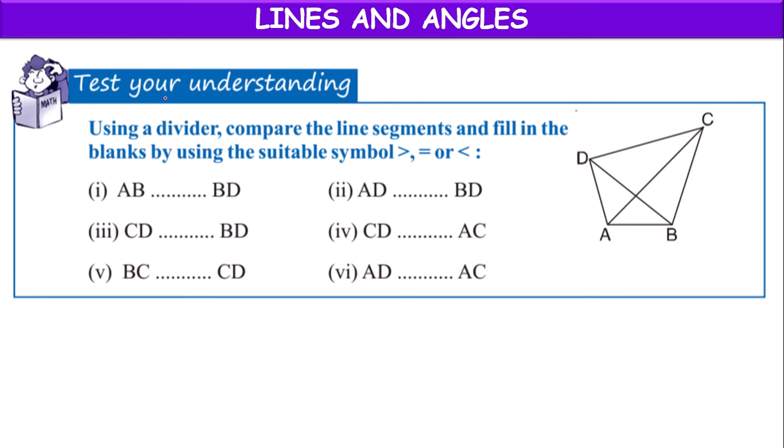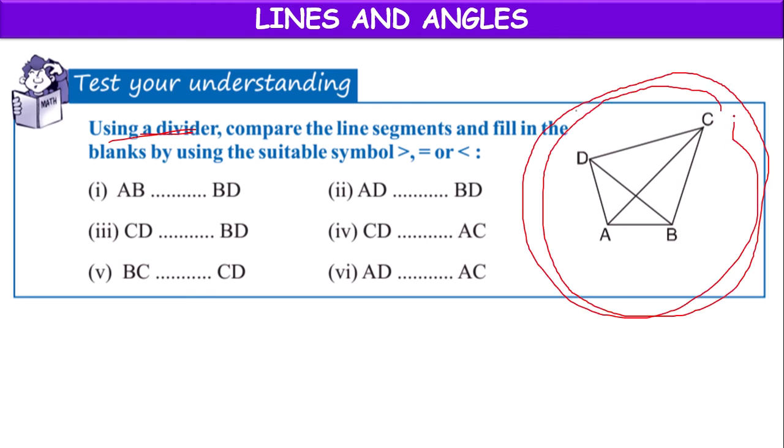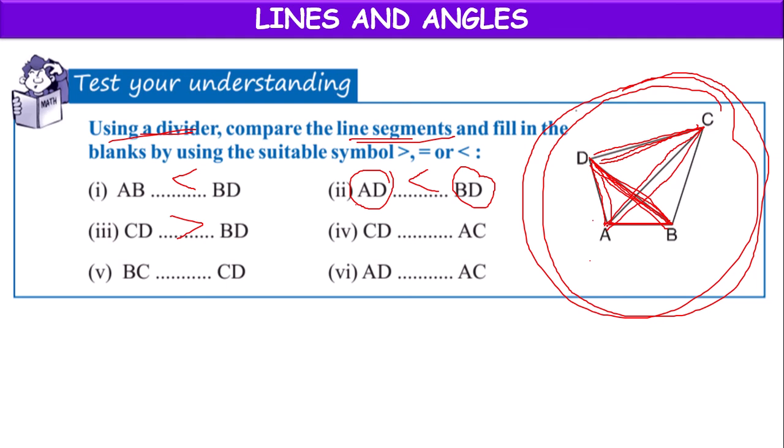You have to draw a shape like this, and after drawing the shape, using a divider, you have to compare the line segments AB and BD. Just by observation we can tell AB is less than BD. Next, AD and BD: AD is also less than BD. Next, CD and BD: CD is greater than BD. Then CD and AC: here AC is greater, CD is less than AC.